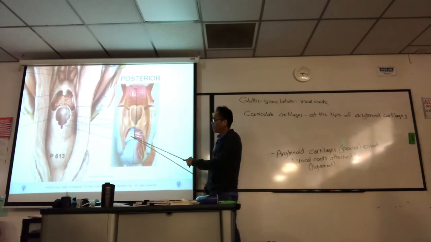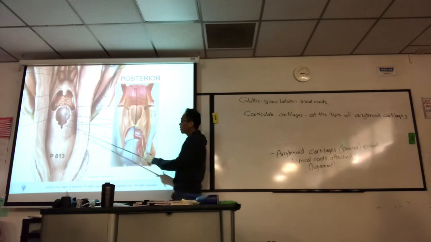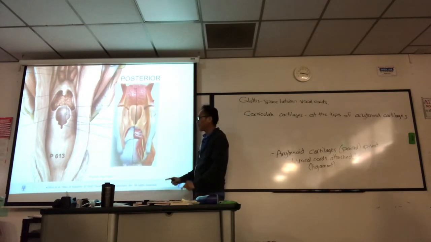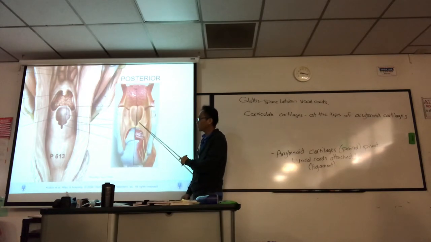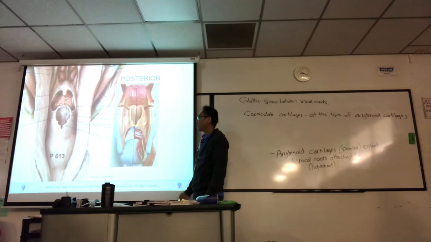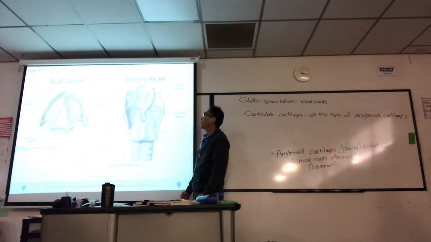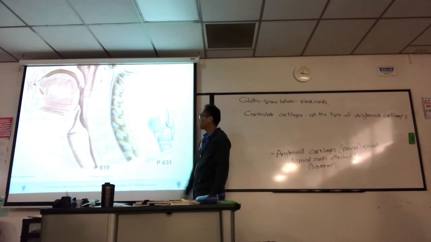Number four would be arytenoid. Now there's another tubercle here. That bump was the cuneiform tubercle. It's not that bump that we're talking about. This is the corniculate, that's the cuneiform. So we already noted that other bump. So let's move on. I was right here. Let's look at this next slide.